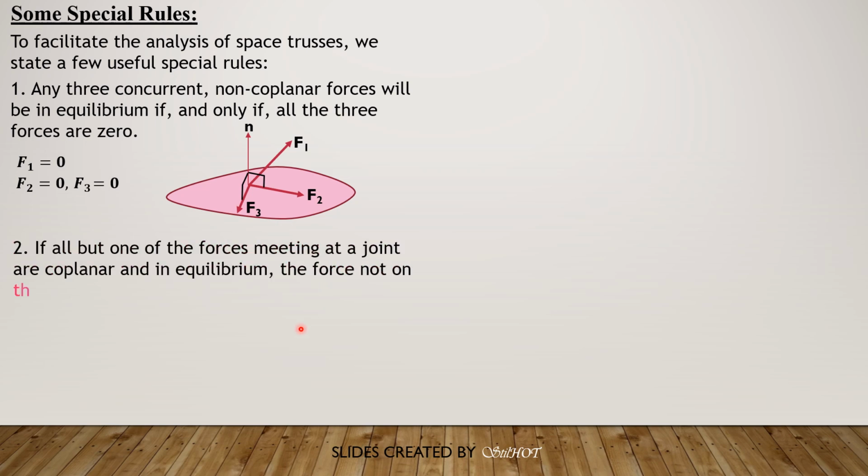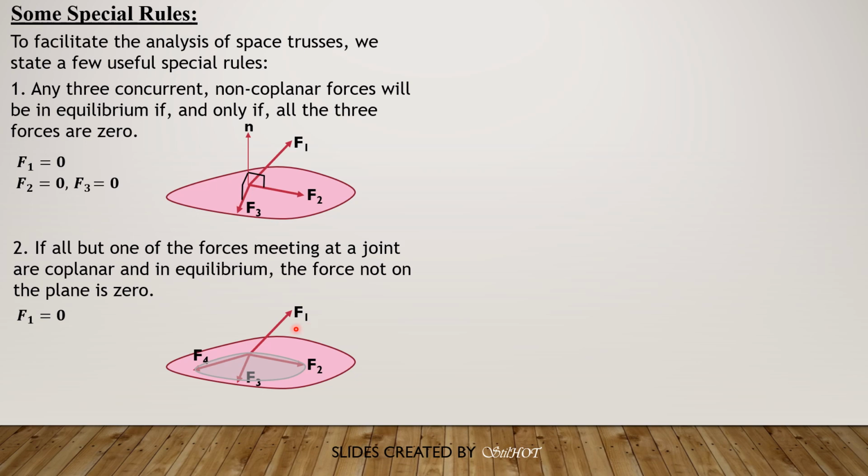Then the second rule: if all but one of the forces meeting at a joint are coplanar and in equilibrium, the force not on the plane is zero. This is the same as the previous rule; we just extend the coplanar forces to three forces or more. So F2, F3, and F4 are on the same plane, this plane here. F1 is not on the plane. So if we sum up forces perpendicular to the plane, we conclude that F1 is zero. So that's it. Only F1, which is not on the plane, will be zero. F2, F3, and F4 shall be found, and they are not equal to zero.